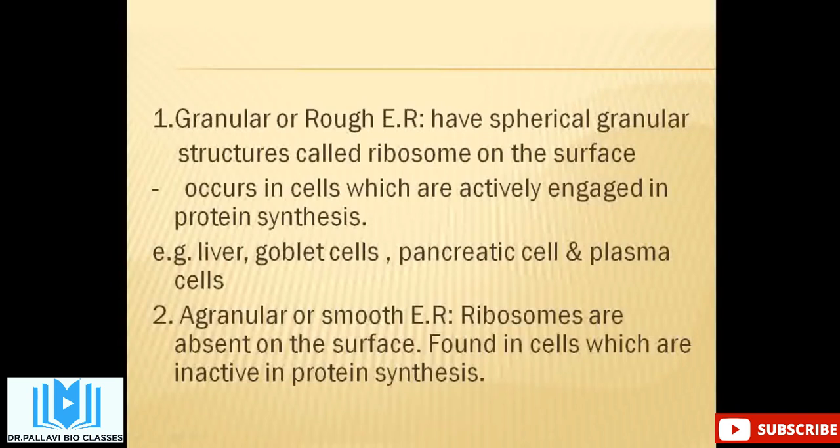The second type is agranular or smooth endoplasmic reticulum. Wherever ribosomes are absent on the surface of the endoplasmic reticulum, it appears smooth, and therefore it is called agranular or smooth endoplasmic reticulum. These are found in cells which are not that active in protein synthesis. So the basic difference between these two is the presence and absence of granules, and secondly the activity of the cells in protein synthesis, active or inactive.